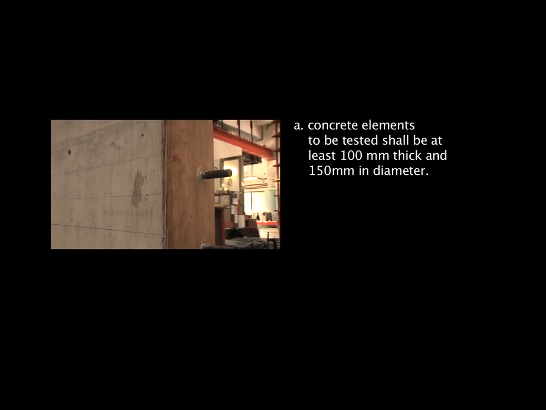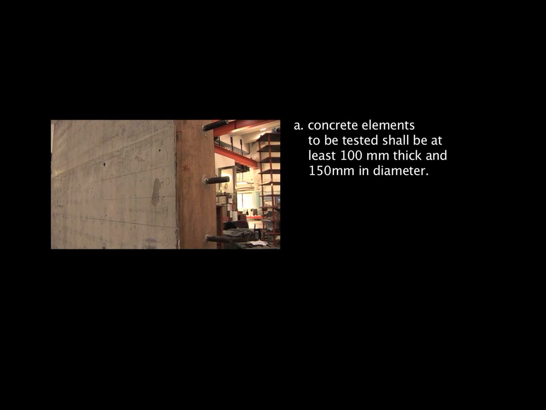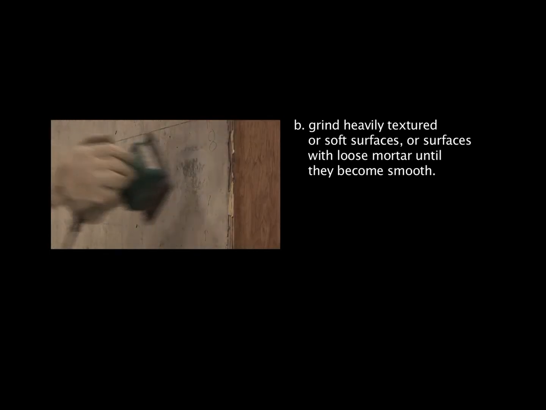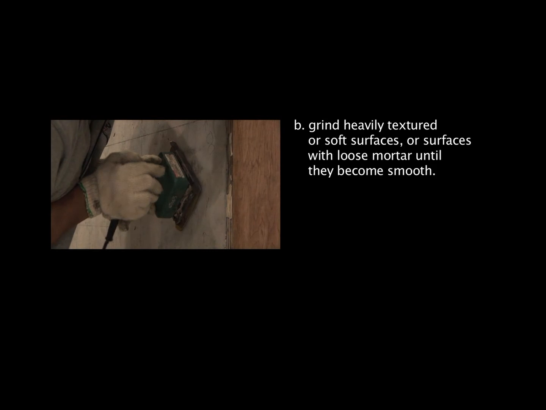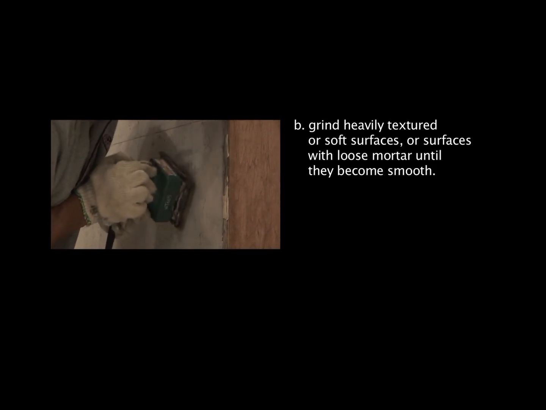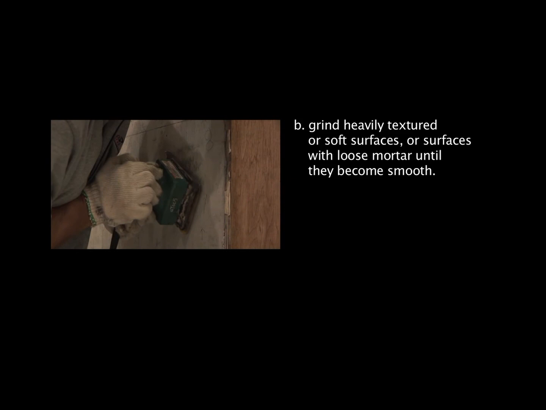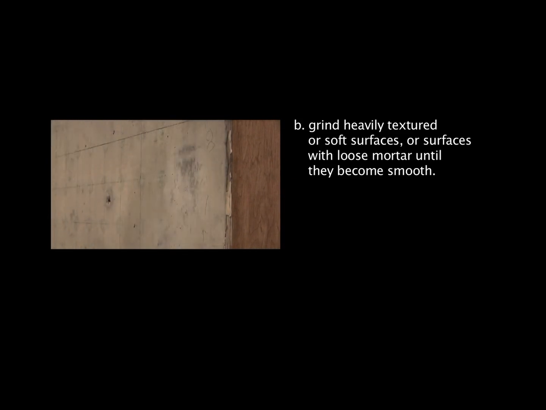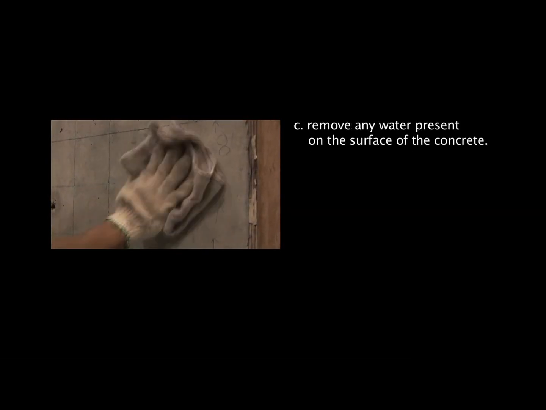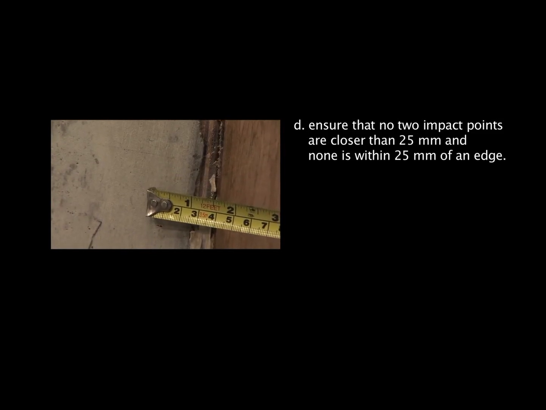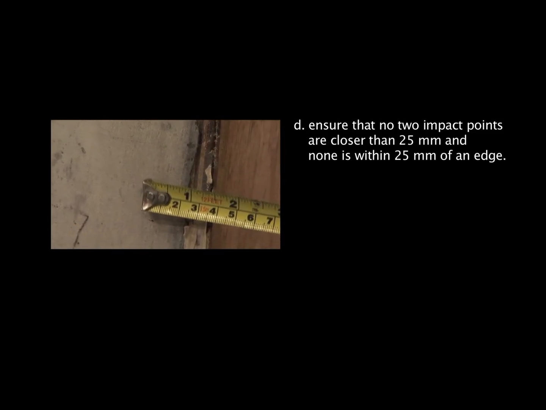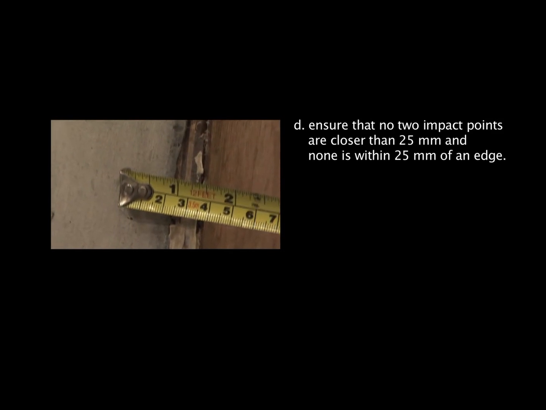A. Concrete elements to be tested shall be at least 100 mm thick and 150 mm in diameter. B. Grind heavily textured or soft surfaces, or surfaces with loose mortar until they become smooth. C. Remove any water present on the surface of the concrete. D. Ensure that no two impact points are closer than 25 mm and none is within 25 mm of an edge.